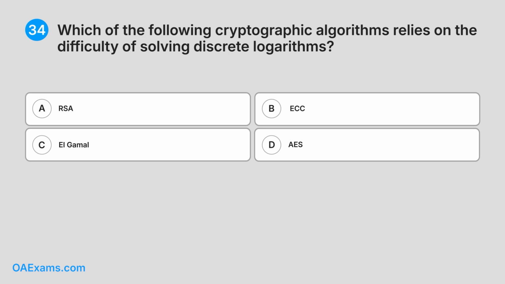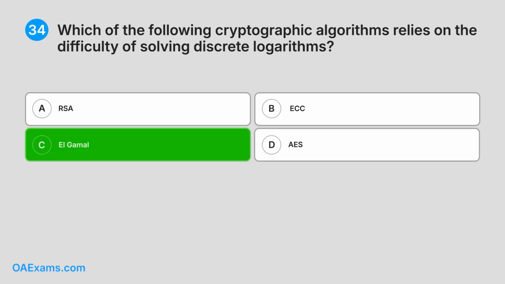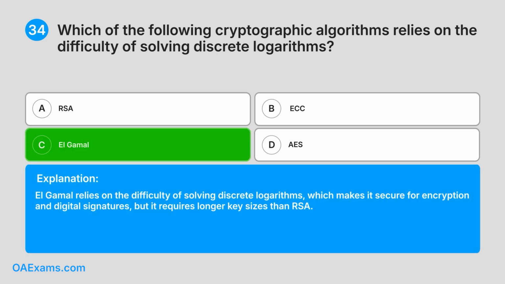34. Which of the following cryptographic algorithms relies on the difficulty of solving discrete logarithms? A. RSA, B. ECC, C. El-Gamal, D. AES. What do you think is the answer? Correct answer: C. El-Gamal. Explanation: El-Gamal relies on the difficulty of solving discrete logarithms, which makes it secure for encryption and digital signatures, but it requires longer key sizes than RSA.